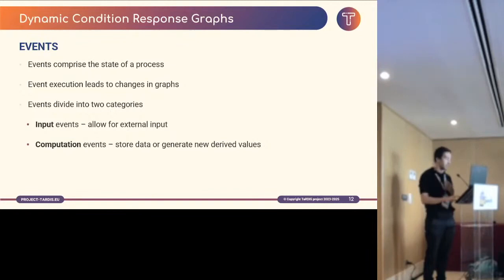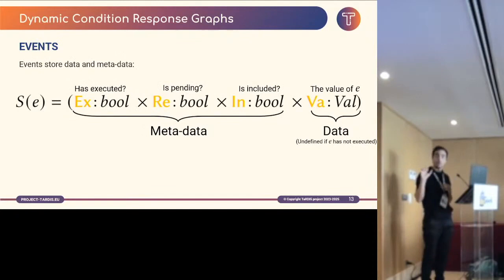Okay, as stateful entities, events store both data and metadata. In the metadata, we have control information, such as whether or not an event has already executed, if it is pending, and if it is included. An event is pending if its execution is mandatory for the process to reach an acceptable state. And the node may or may not be included, since DCR graphs allow for the dynamic inclusion and exclusion of events.